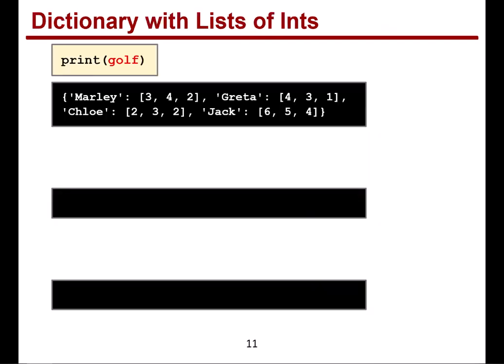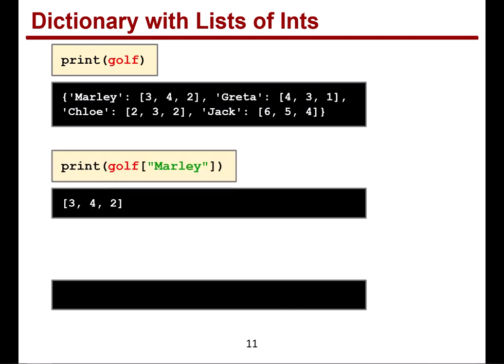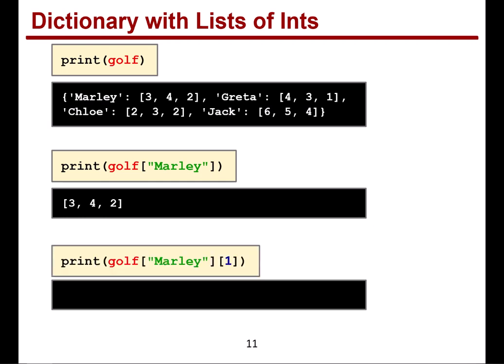So if we look at this picture, just as we did before, if you print out golf, you can see you get the entire dictionary. It's got the curly braces, 4 key value pairs. If you just access Marley, Marley is a key, the value is a list, so we get 3, 4, 2. And finally, as we did before, if you access golf Marley bracket 1, what you get is the index 1 from the Marley list, and so you get 4, which is what you would expect from right here.